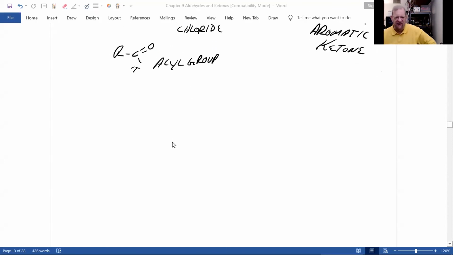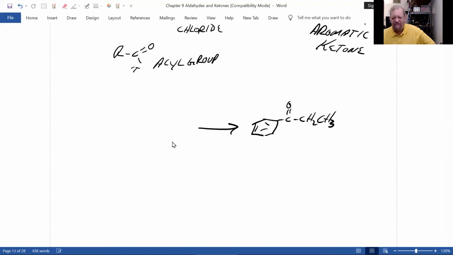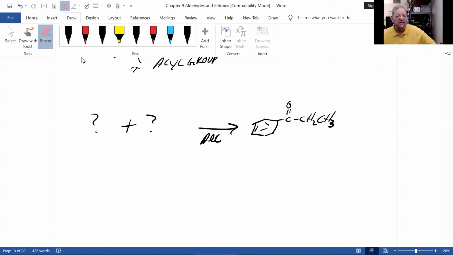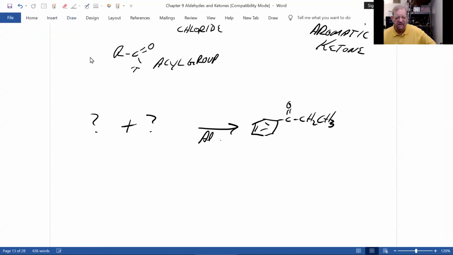Let's do a synthesis problem. And the question is, what two things would you react with aluminum trichloride to make this compound? Your turn.